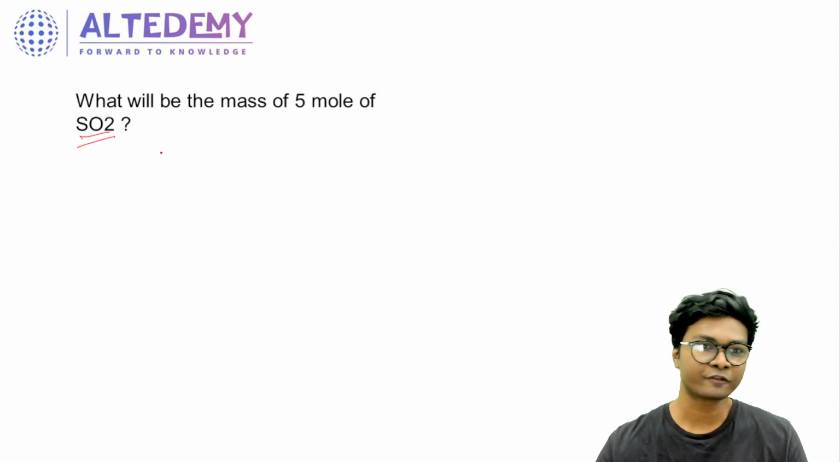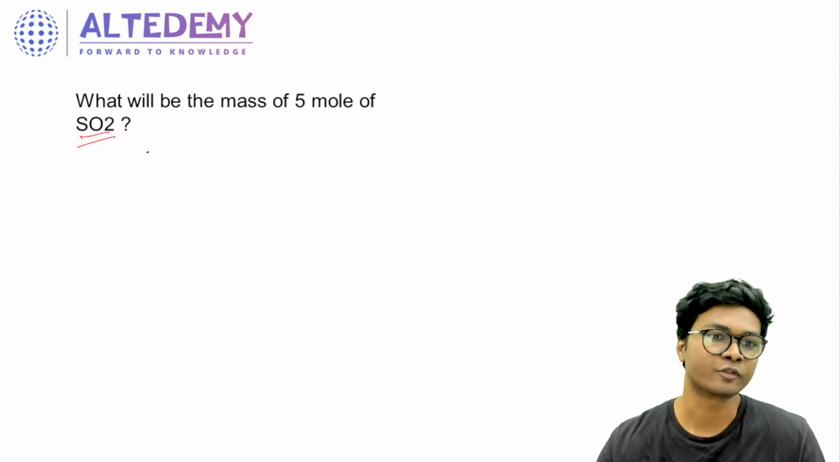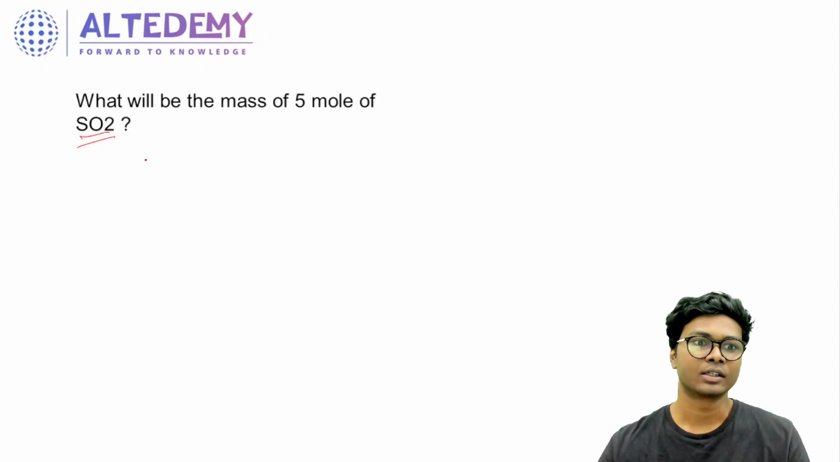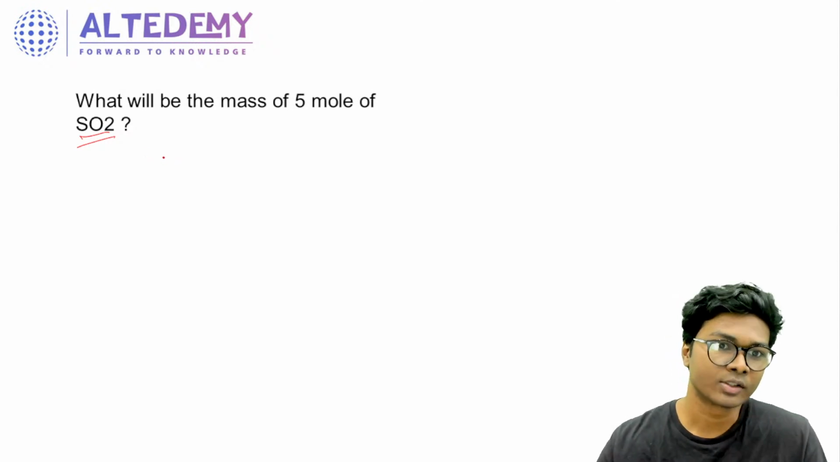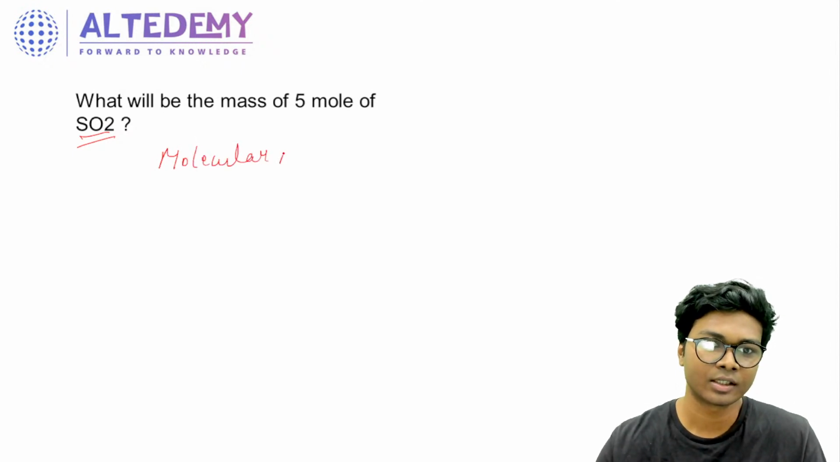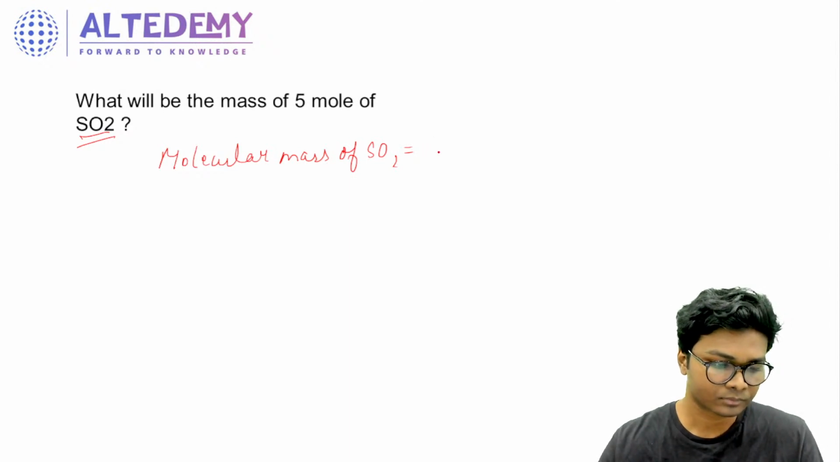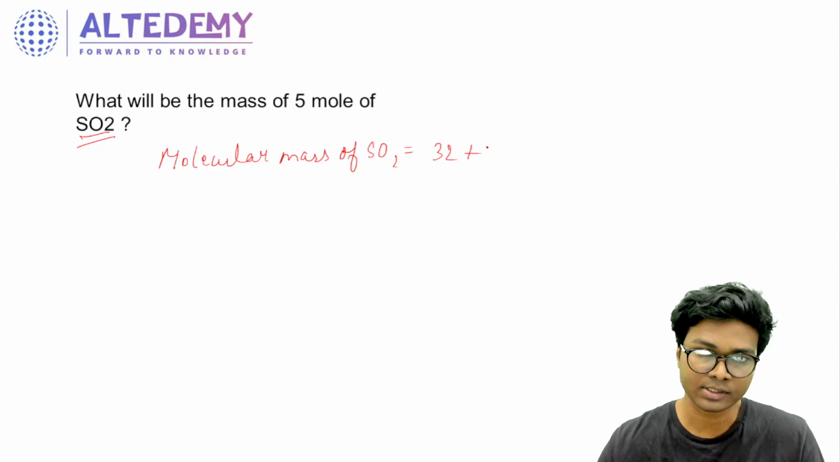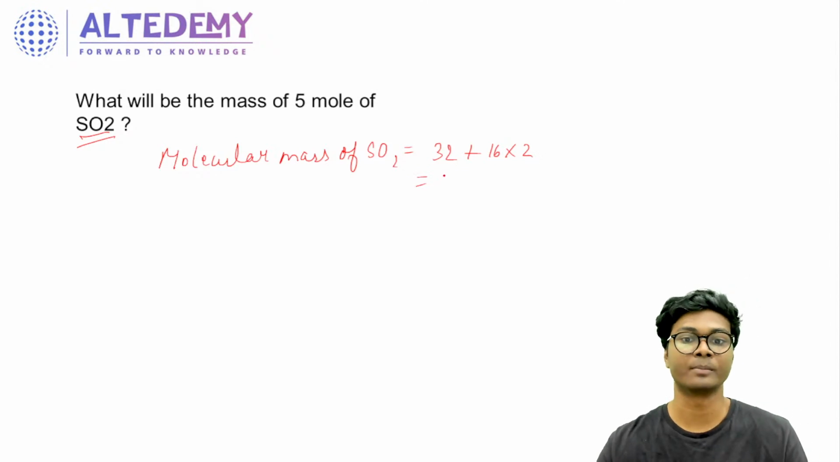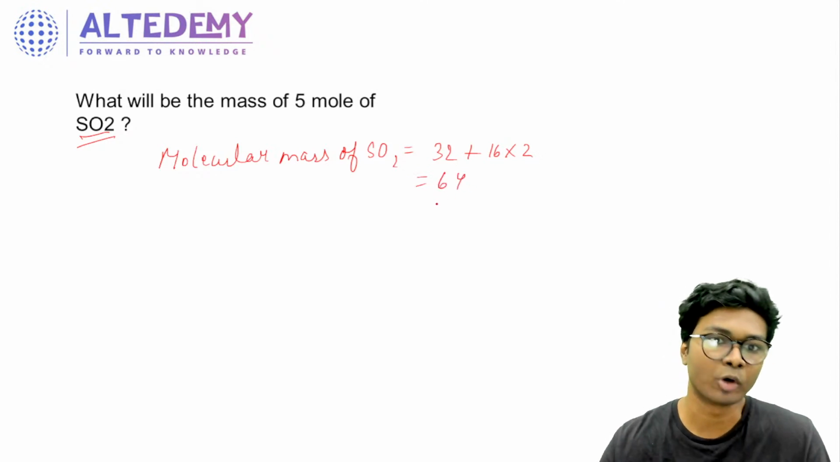What will be the mass of 5 moles of SO2? First of all, we'll have to find the molecular mass of SO2. So the molecular mass of SO2 is 32 plus 16 times 2, which is also 32. So 32 plus 32 makes 64. So this is the molecular mass.